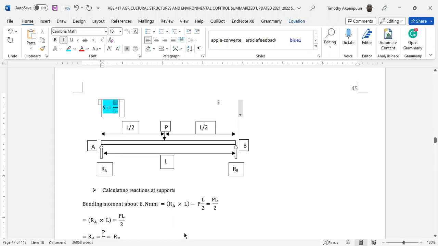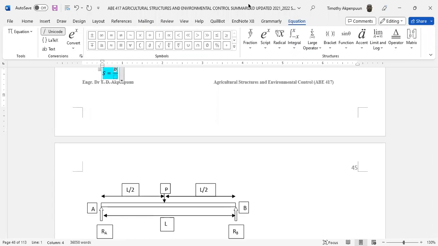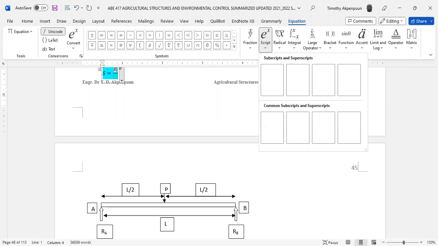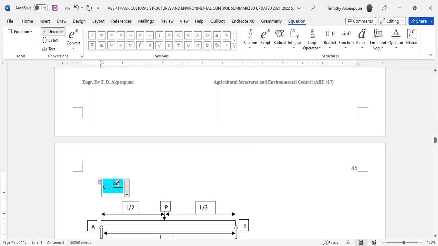Who can remember? S is BD squared over 6. Is it not? Yes, BD squared over 6.